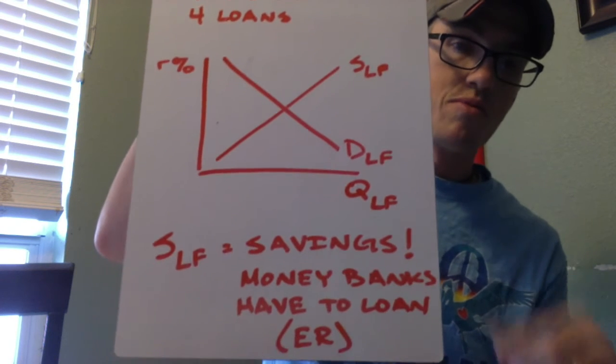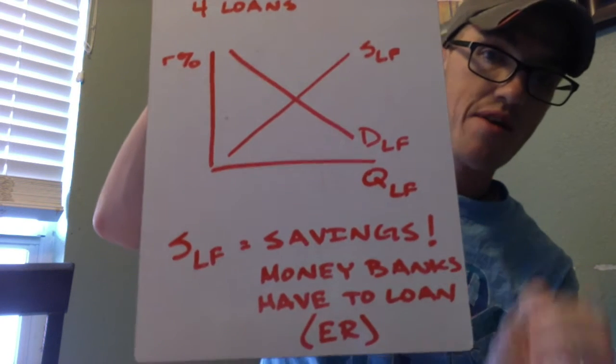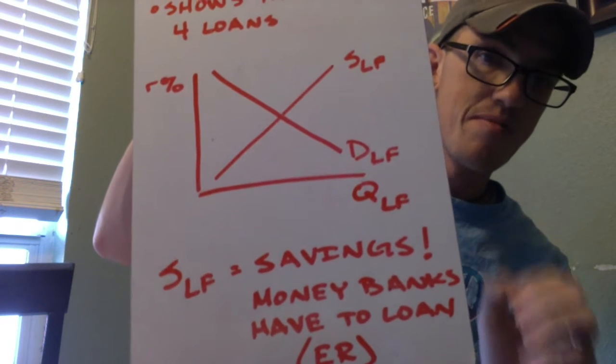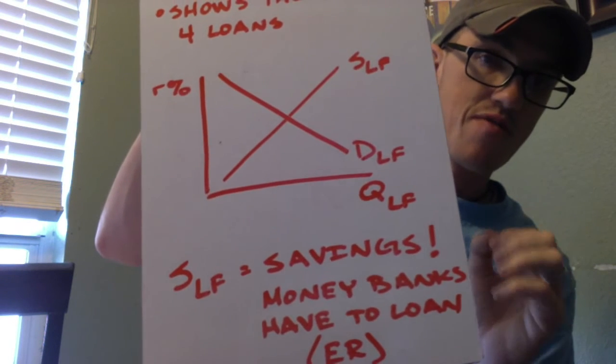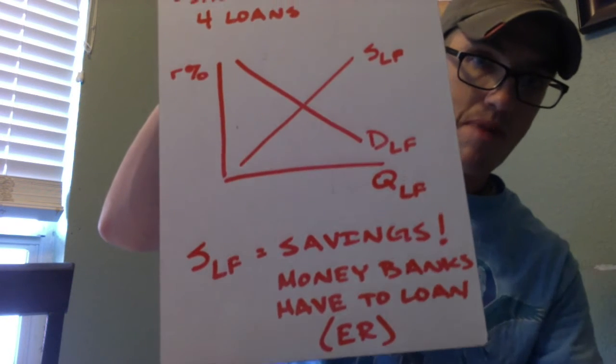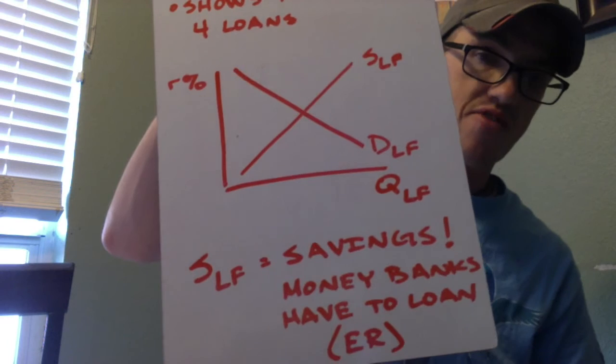Do you remember, banks only have the ability to hand out loans because people save money. So the supply of loanable funds is savings, the money banks have to loan out, which is their excess reserves. So flip that page over once you get that drawn.